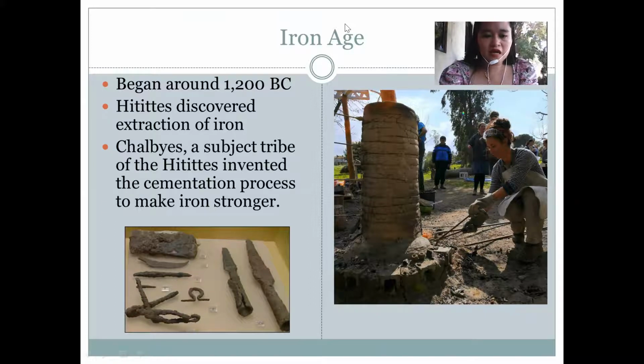About 1400 BC, the Chalybes, a subject tribe of the Hittites, invented the carburization process to make the iron stronger. The smelting temperature was increased by using more sophisticated bellows, just like in the picture. So there was increased knowledge and technique in making these alloys stronger and more useful for the materials they needed during that time.